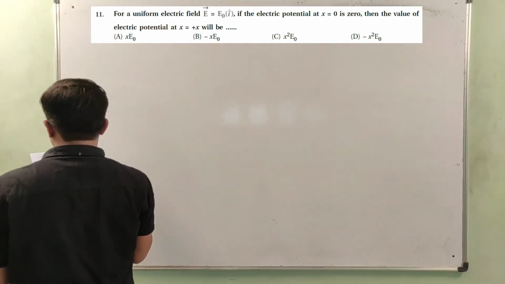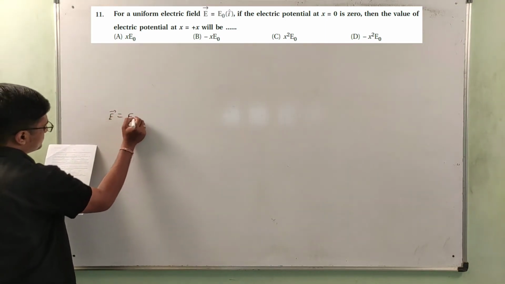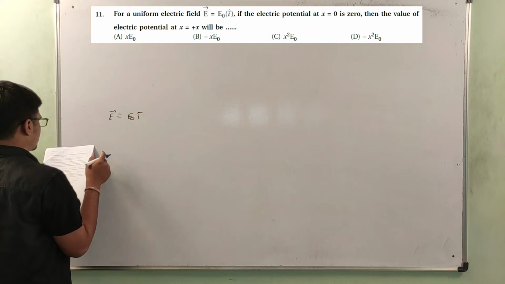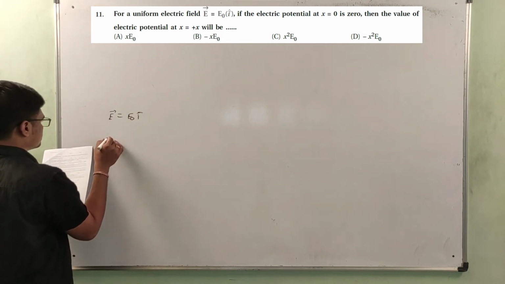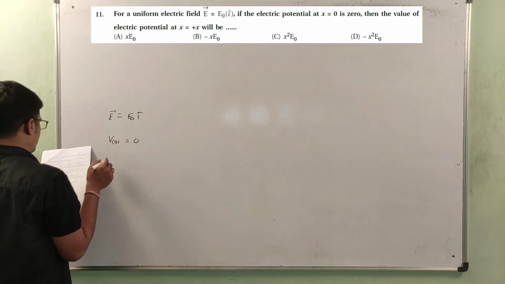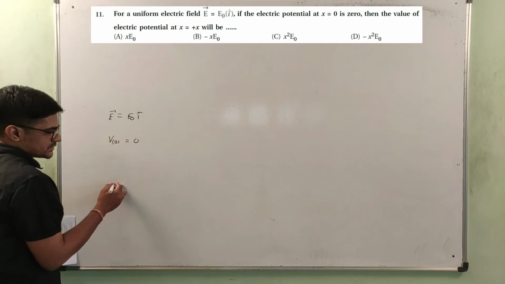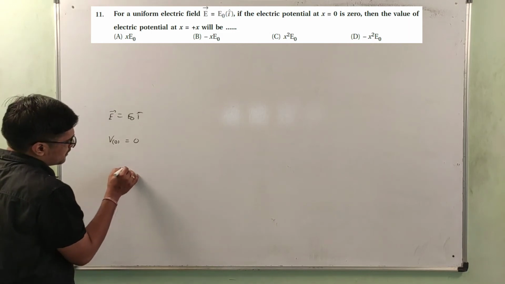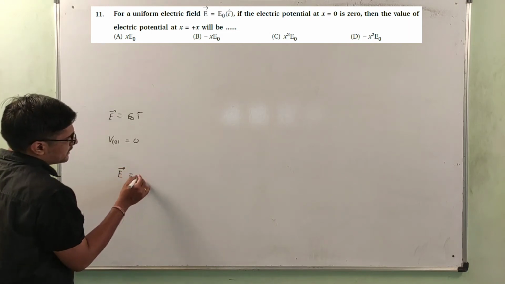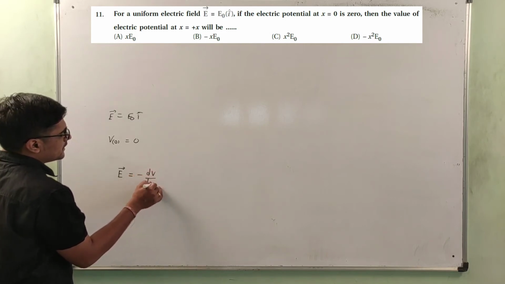11th: for a uniform electric field E0 i cap, so the electric field is in the x direction. The electric potential at x equal to 0 is V0 equal to 0. The value of electric potential at x equal to x will be? To derive the potential difference, you should remember the relation between electric field and electric potential, that is E equal to minus dV by dx.